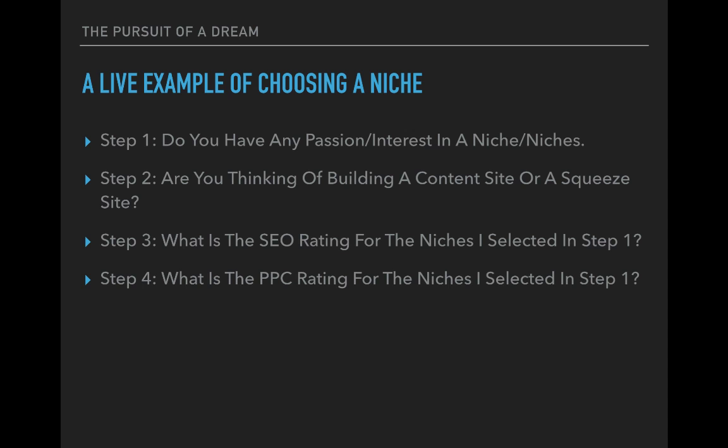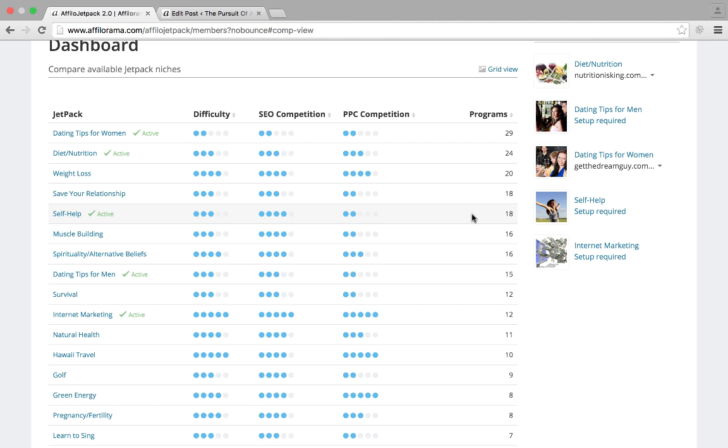And then step number 4 is very similar to step number 3, but instead we just want to look at the PPC rating for the niches as selected in step 1. So we can see the PPC difficulty for weight loss is 4, for muscle building is 2, and for internet marketing is 5. So I'm going to note this all down as well.